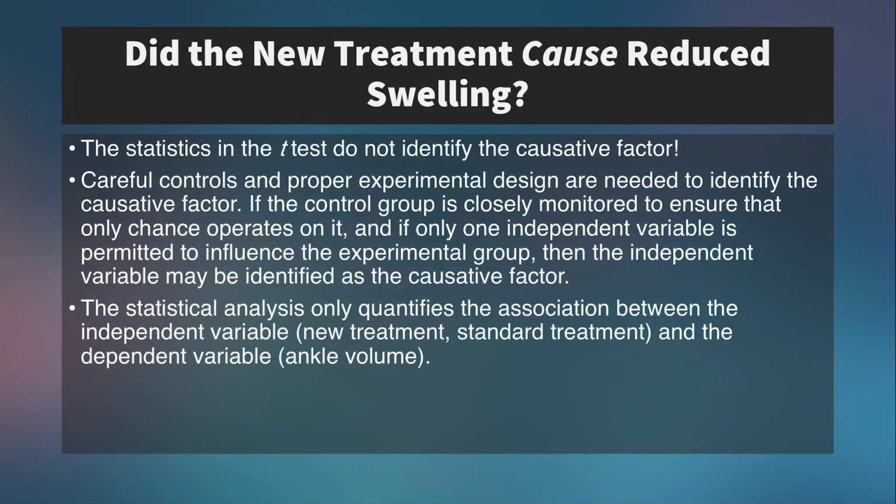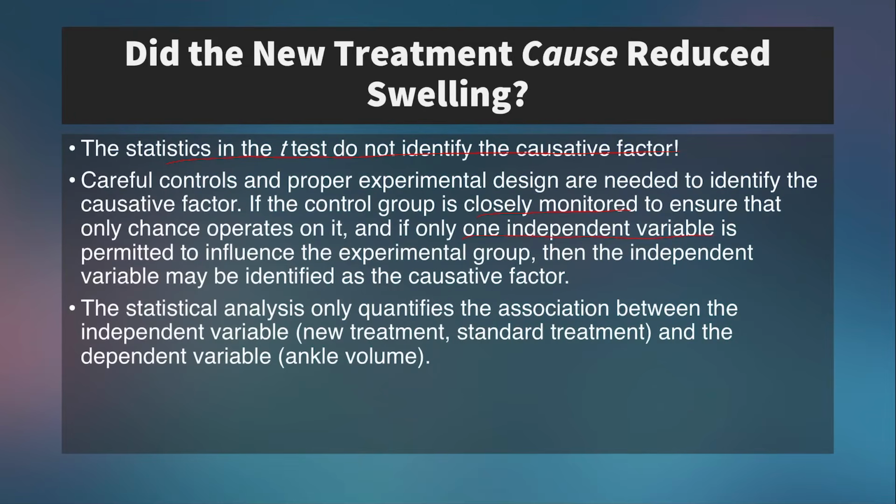Well, the t-statistic, and this is important, the t-statistic does not identify the causative factor. Rather, we need careful controls and proper experimental design in order to identify the causative factor. Only if the control group is closely monitored, to ensure that only chance operates on it, and if only one independent variable is permitted to influence the experimental group, then the independent variable may be identified as a causative factor.